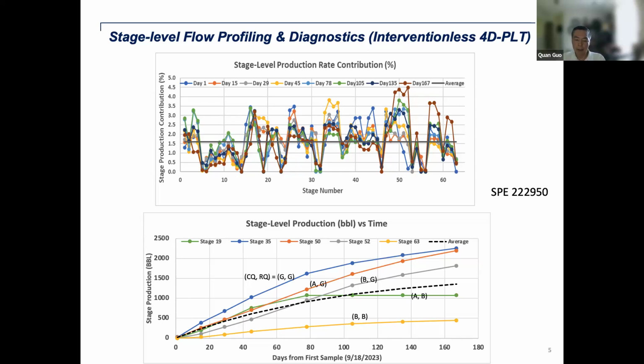So the point is that using the nanoparticle tracer, we can monitor the stage level production versus time for every stage. So basically it's a 4D PLT if you wish. The stage level production monitoring results versus time allow us to do a history match, for example, and a diagnostic evaluation at the stage level. If a stage performs poorly, we can do some analysis to see if it's due to poor reservoir quality or poor fracture-to-well connectivity. In other words, ineffective well completion, or both.